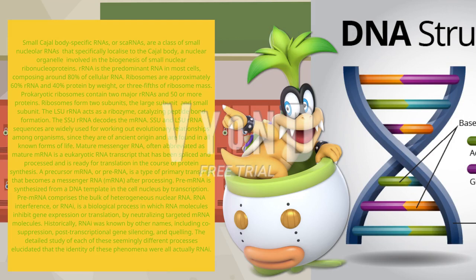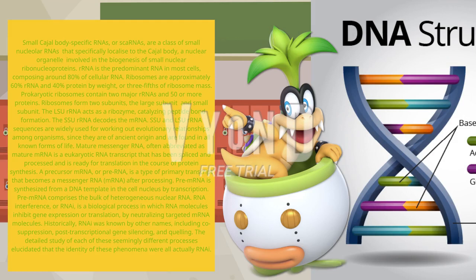Ribosomes are approximately 60% RNA and 40% protein by weight, or 3/5 of ribosome mass. Prokaryotic ribosomes contain 2 major RNAs and 50 or more proteins. Ribosomes form 2 subunits, the large subunit and small subunit. The LSU acts as a ribozyme, catalyzing peptide bond formation. The SSU decodes the mRNA. SSU and LSU sequences are widely used for working out evolutionary relationships among organisms, since they are of ancient origin and are found in all known forms of life.